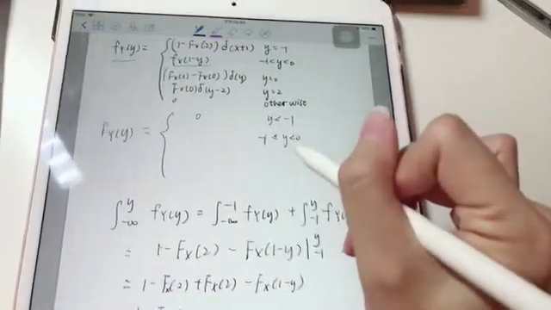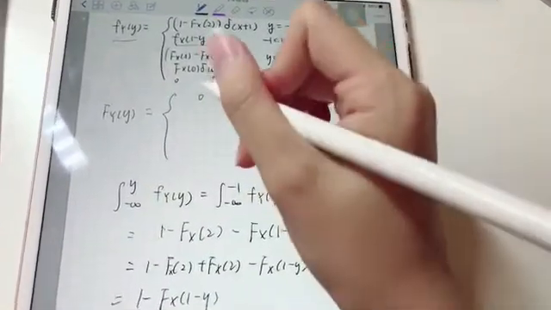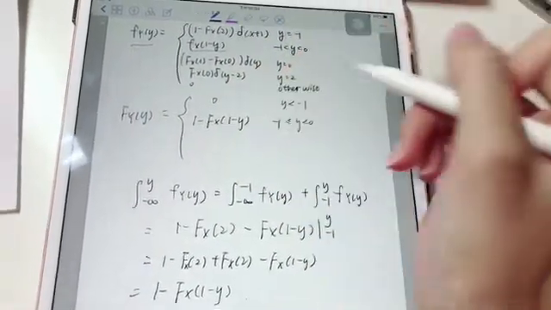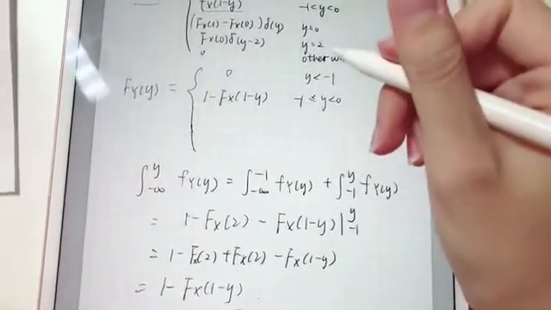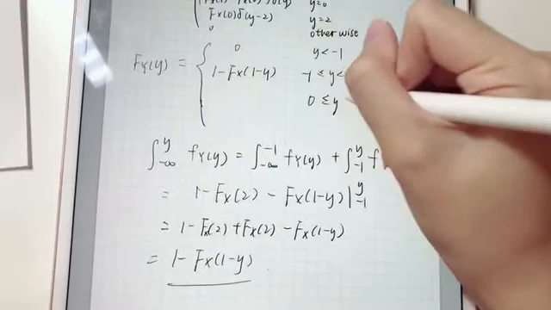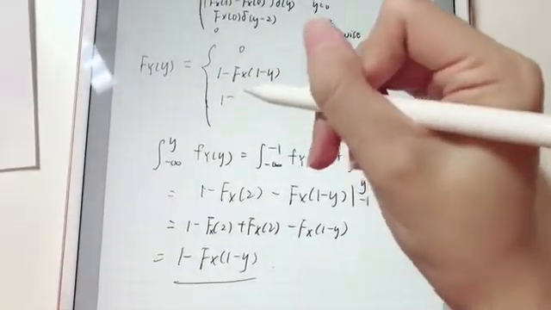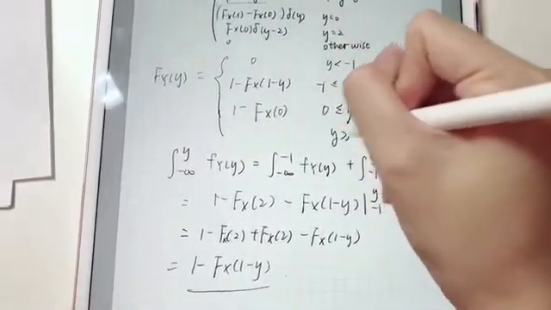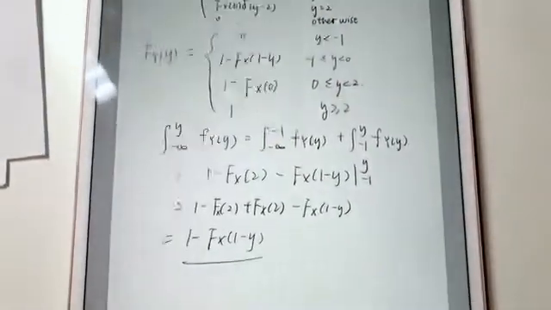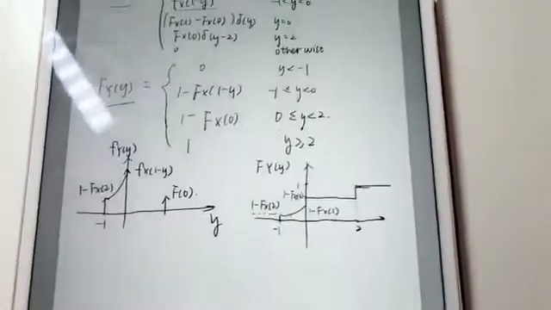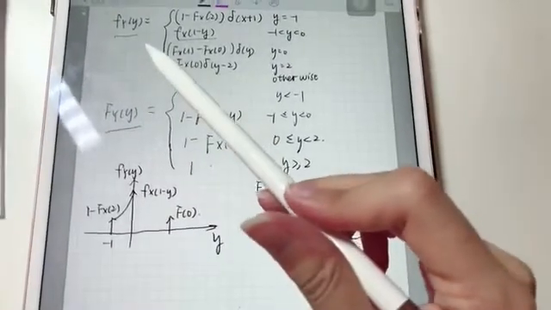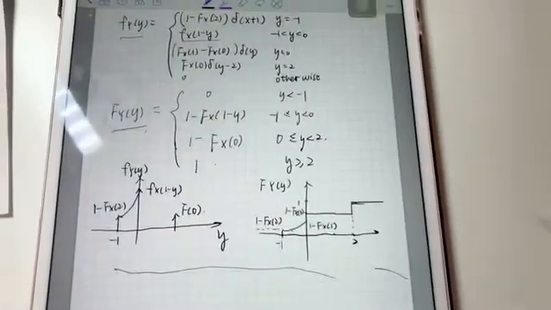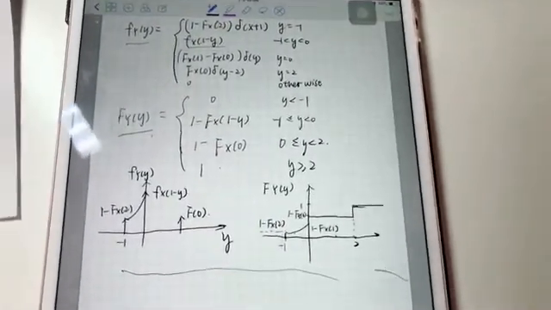So when y is between -1 to 0, large F_Y(y) will equal 1 minus large F_X when x equals 1 minus y. And when y is between 0 to 2, it will equal 1 minus F_X(0). And when y is larger than 2, it will equal 1. Now we got the large F_Y(y). And from the expressions of little f_Y(y) and large F_Y(y), we can get the figures of these two functions. And this is the solution for question 1.